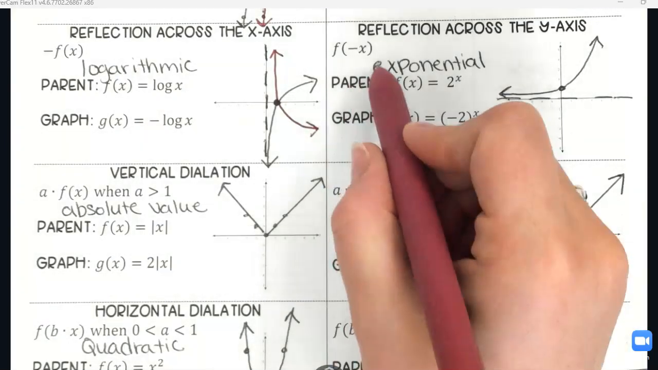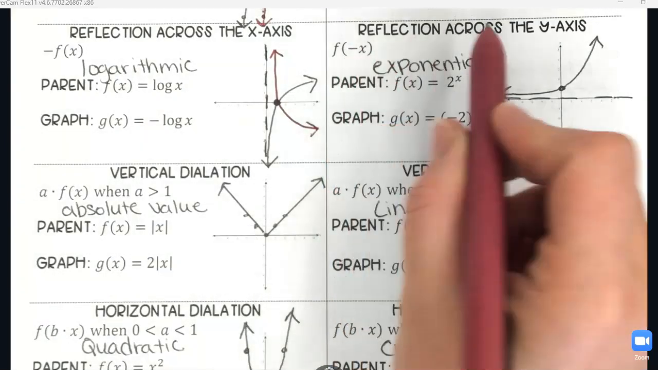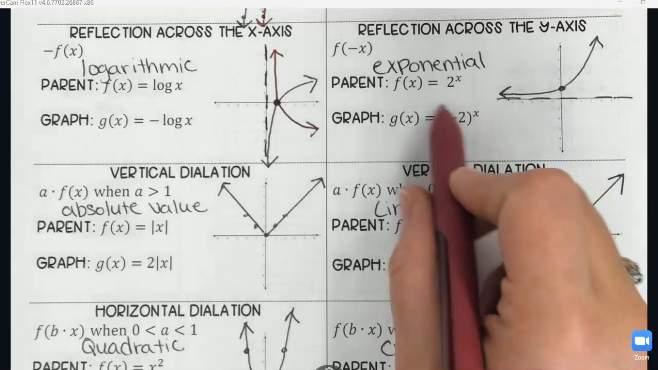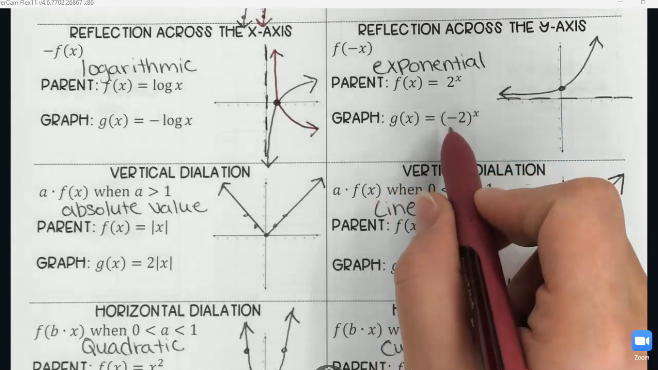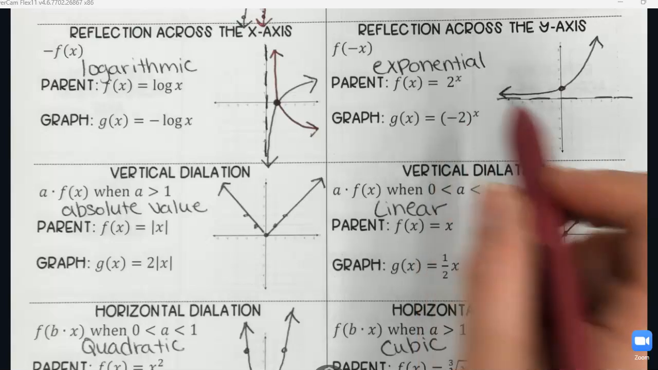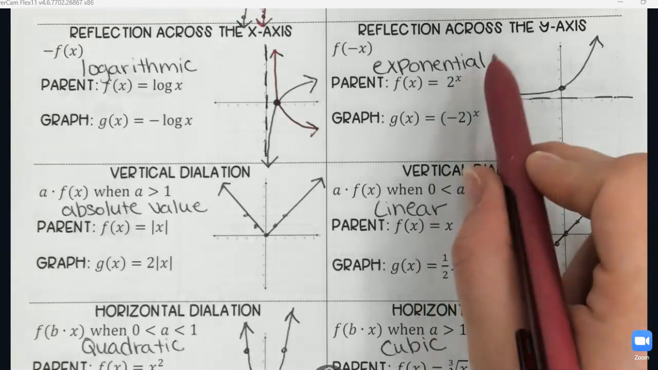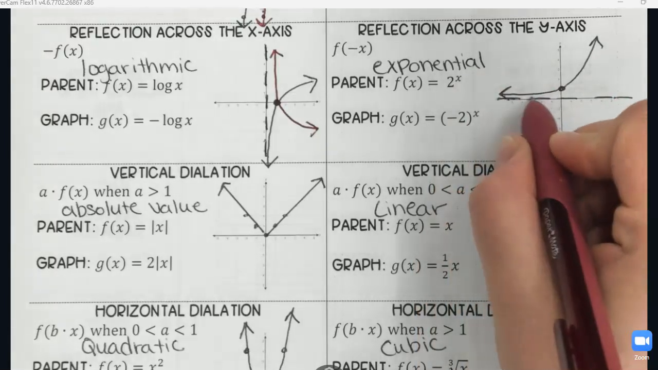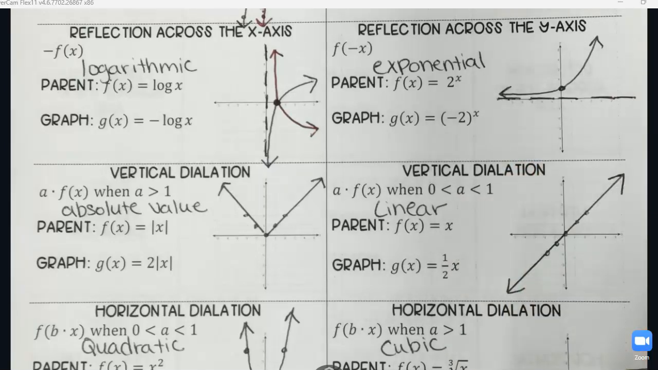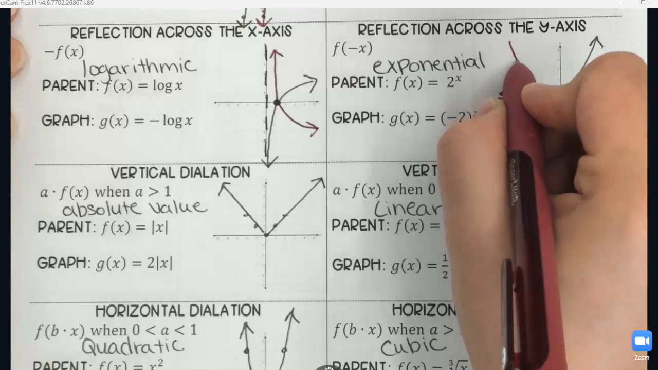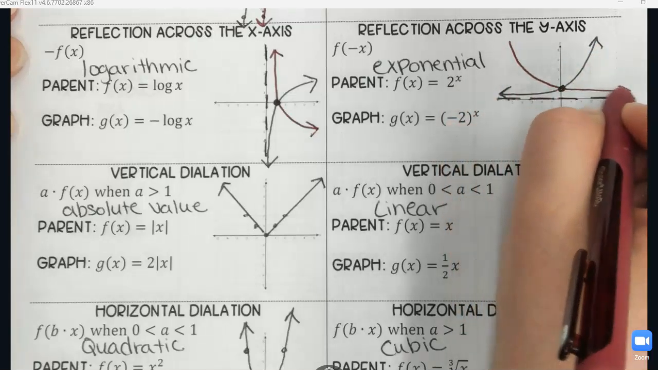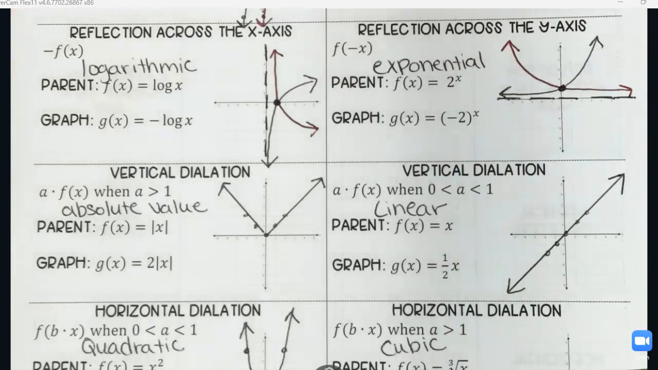If we move to the next one with a negative on the inside, that tells us to reflect across the y-axis. So here I have the exponential -2 to the x power. That means I'm going to reflect this over my y-axis. So my horizontal asymptote is not going to change. My y-intercept is not going to change either, but this graph is going to be a mirror image of itself and now be a decreasing function.